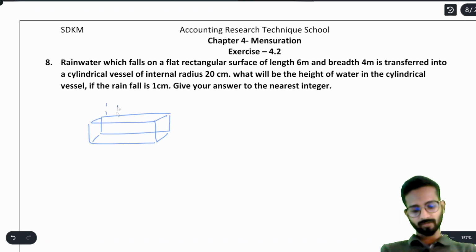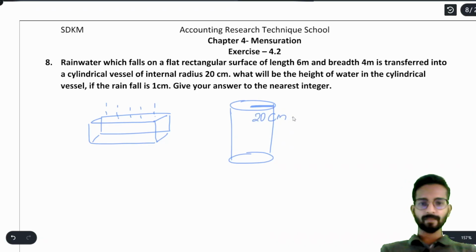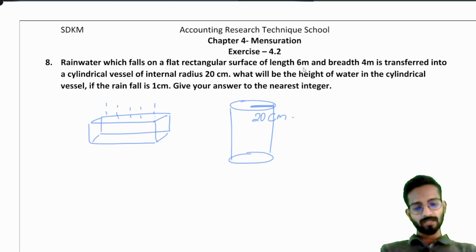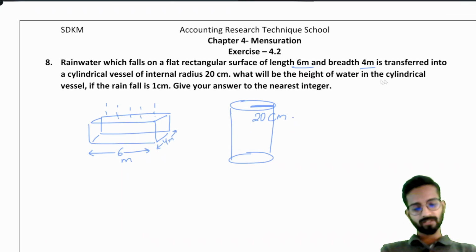So water will be stored in this and you are transferring into a cylindrical vessel. So this is your cylindrical vessel with the internal radius of 20 centimeter. So this radius is 20 centimeter. Okay, then length is 6 meter, breadth is 4. So length is 6 meters, breadth is 4 meters. Now what will be the height of water in the cylindrical vessel?